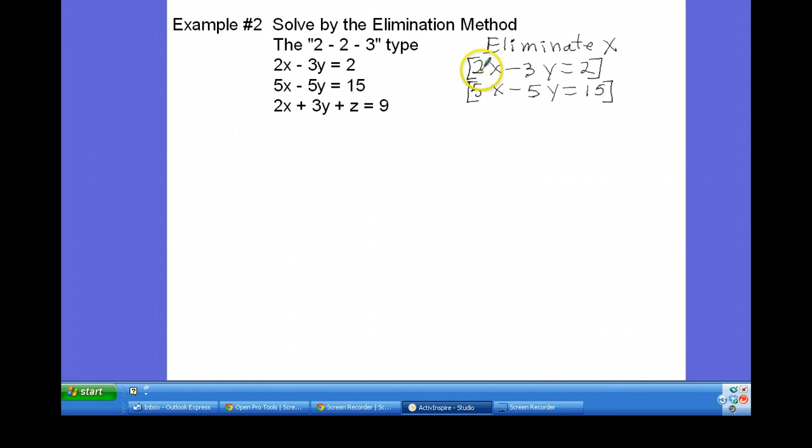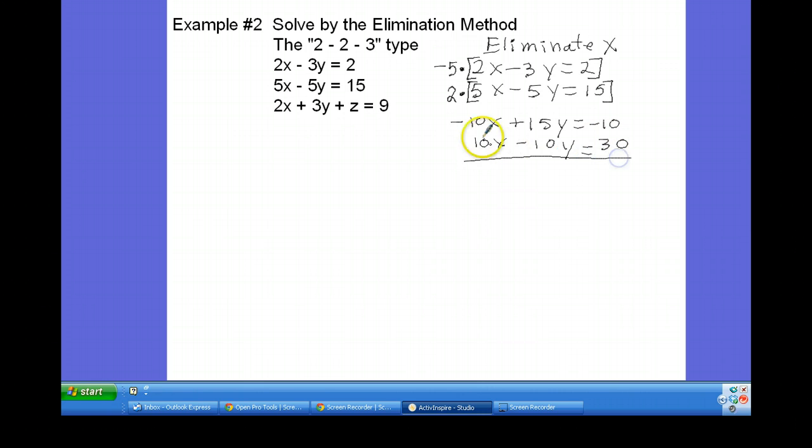To eliminate x, we have to create a 10 and a negative 10. And it really doesn't matter which one's the negative, but we just have to have one of them be negative. So I'll make this top one be negative. I'm going to multiply by negative 5 because that's what will make this a negative 10. But everything's going to have to be multiplied by negative 5, not just the x. And I'm going to multiply this one by positive 2. That'll give me a positive 10. So multiplying, we get negative 10x, positive 15y equals negative 10, and positive 10x minus 10y equals 30.